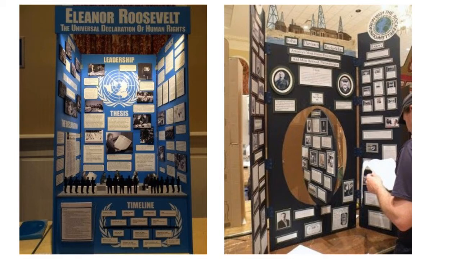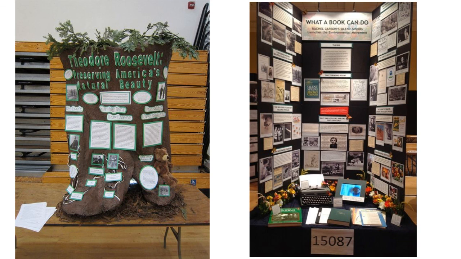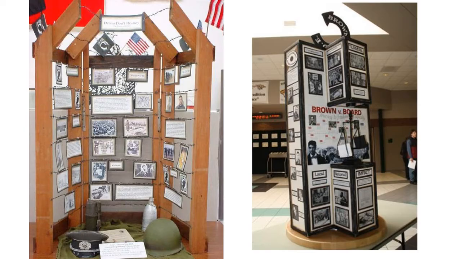Eleanor Roosevelt, model you in there at the bottom. How about a spinny thing in the middle of it? How about Teddy Roosevelt's conservation with a tree? Or how about a Brown versus Board project that spins so you can literally see the issue from all sides? Or a POW project where the exhibit looks like a POW camp complete with barbed wire. There's no limit to the creativity you can show here. This is a time to impress us and everybody here at Northwest. Dive in. Think about what you can come up with.